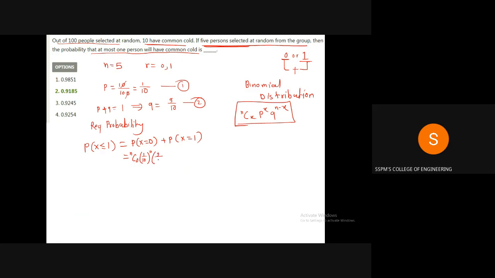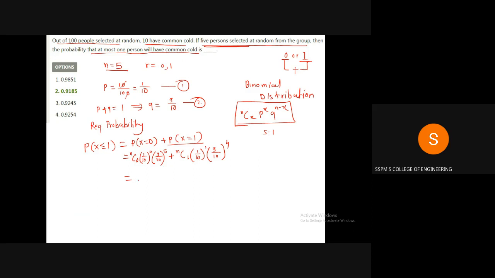Again q raised to n minus x here. So q is equal to 9 divided by 10 raised to n minus x. What is n minus x? n is 5 and x is here 0, so raised to 5, plus again a similar formula we will use for this part as well. So nC1 into 1 by 10 raised to 1, into 9 by 10 raised to n minus x, that is 5 minus 1, which is again 4. So we will solve this.